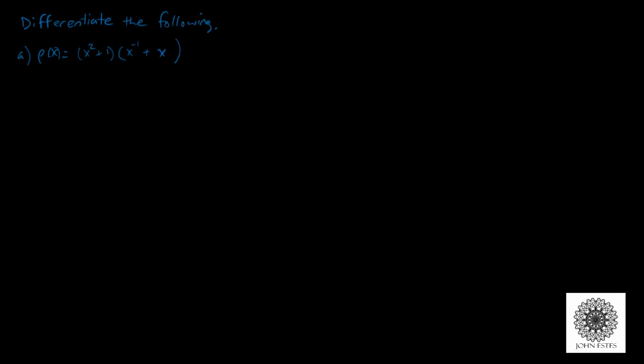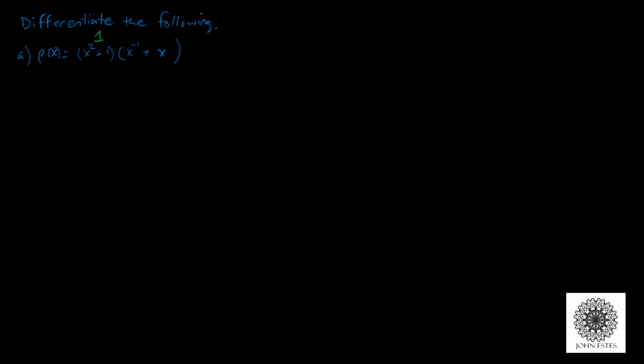Here is an application of product rule. I want to differentiate the following, and here I have p of x equals (x squared plus 1) times (x to the negative 1 plus 1). I could FOIL this out, but just for the sake of illustration, I'm going to use product rule, and it's important to identify your pieces here.